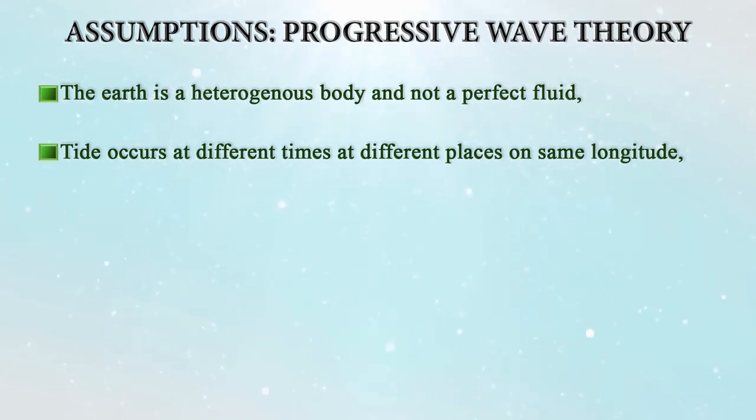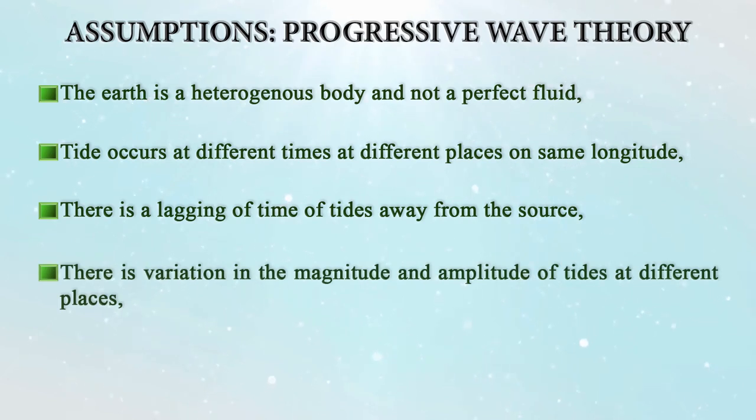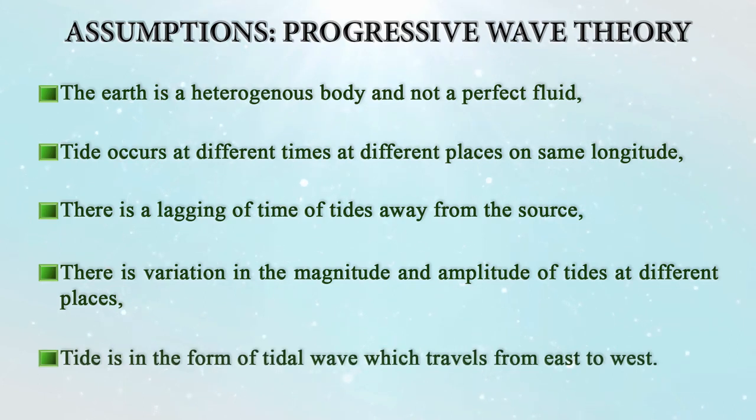So it is trying to explain the variation in time of high tides along the same meridian, and there is a lagging of time of tides away from the source, and there is a variation in magnitude and amplitude of tides at different places. Tides are in the form of tidal waves which travel from east to west. Since the earth rotates from west to east, these portions will come directly under the moon, and so tides will move from east to west.